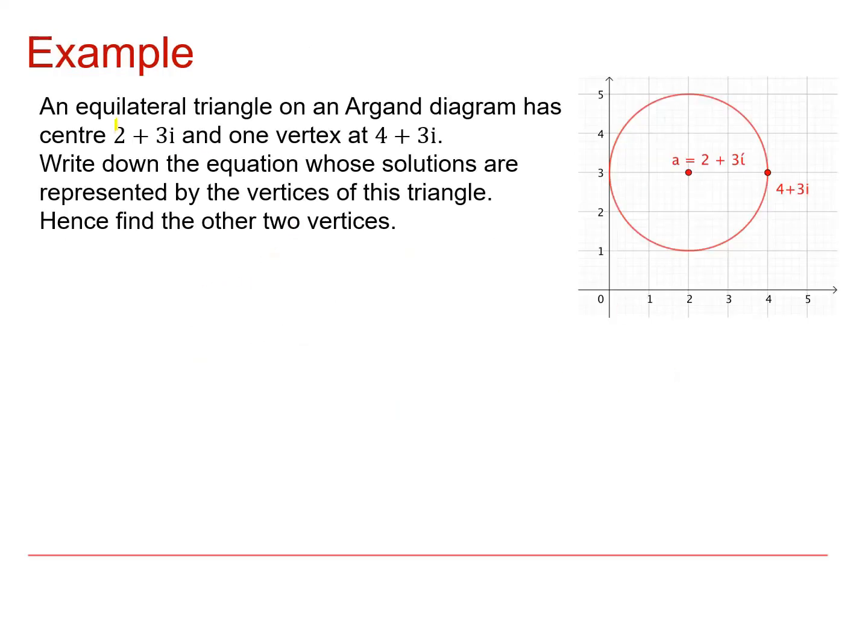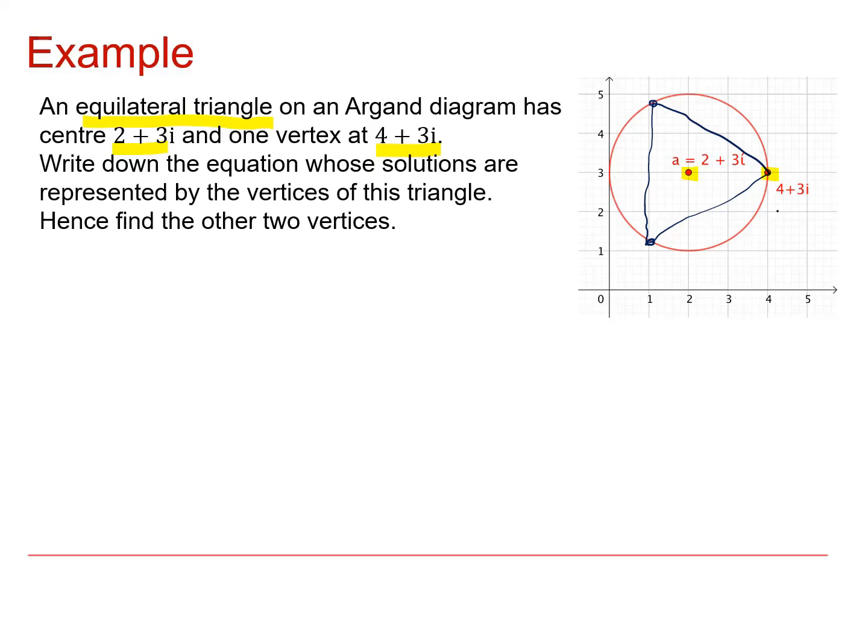Let's have a look at this example. We've got an equilateral triangle on the Argand diagram, with a centre at 2 plus 3i and a vertex at 4 plus 3i. Those points are marked on the Argand diagram, and I've drawn a circle centred at 2 plus 3i which goes through 4 plus 3i. Because it's an equilateral triangle, all the vertices will lie on this circle. If I sketch in the triangle, my other two vertices are going to be here and here approximately.